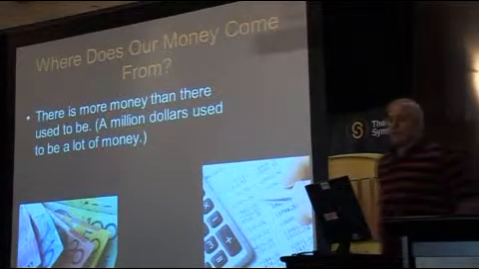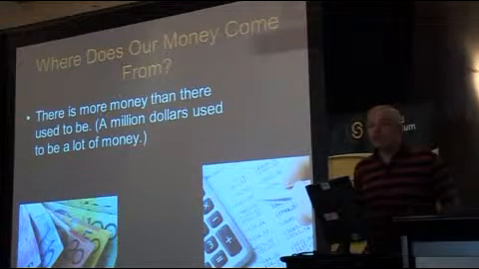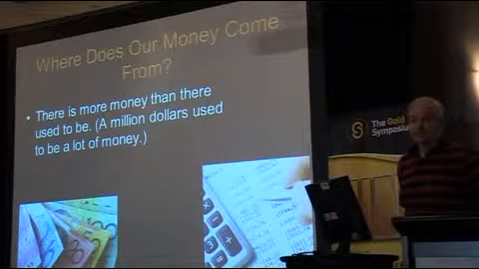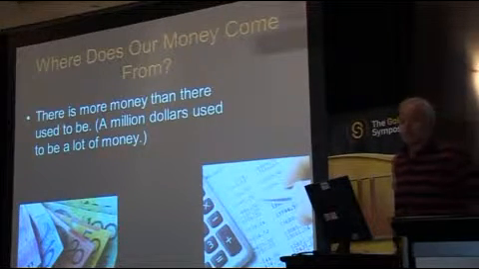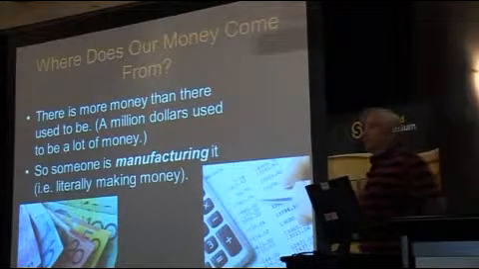So where does our money come from? Some people don't realise there's a lot more money around now than there used to be. $1 million used to be a lot of money. Nowadays it buys you a house. So someone must be manufacturing it.